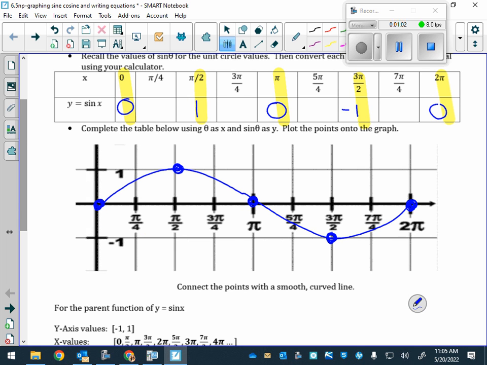So this is our parent function, which, remember, for absolute value, for quadratics, for square roots, for cubics, whatever we looked at, any graph we looked at over the course of this year, we always had some sort of parent function, even exponentials, okay? Even though those kind of change throughout, you always had a parent function. When it changes is when we have transformations, okay?